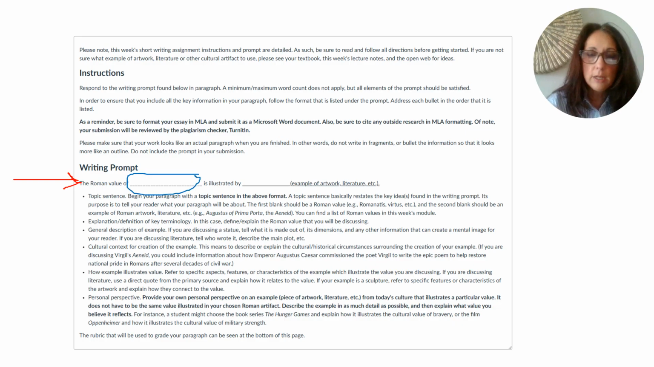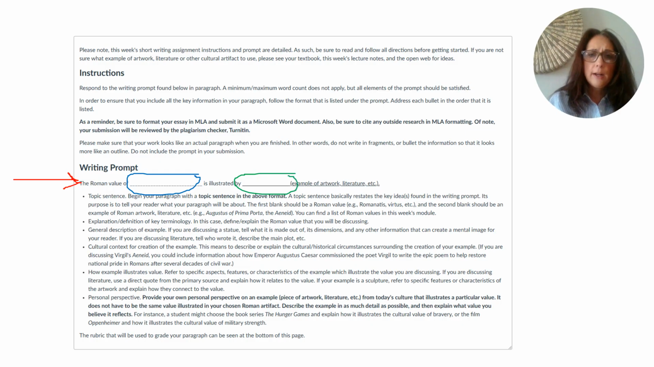I have given you in this week's module a list of key values of Roman culture. There are others, but you probably want to stick with one of the ones that I have included in the module just to make extra sure that everything is on track. Then in the second blank, you are going to place the title of an artifact.